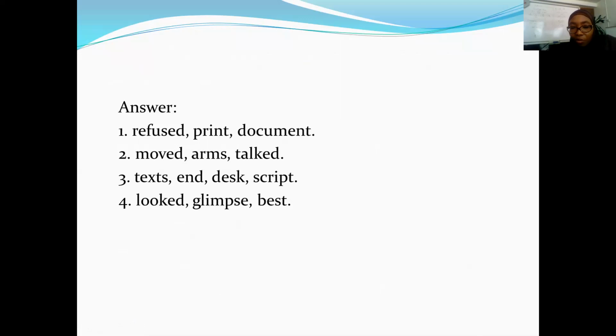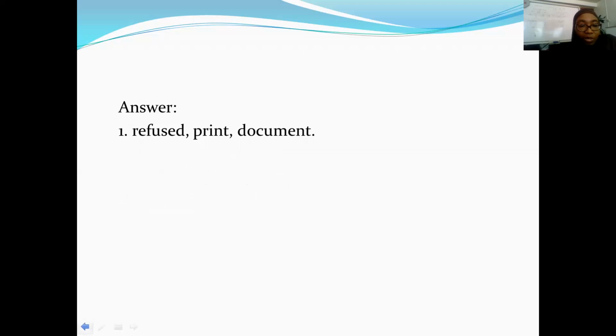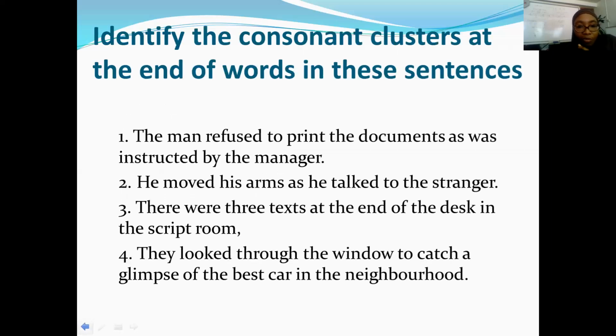Yes. Cross-check your answers. Good. Oh, how does number 3 have only 4? Should we look at it again? Let's check the sentence again. A student is wondering how number 3 has just 4. Okay, let's look at it. Number 3.